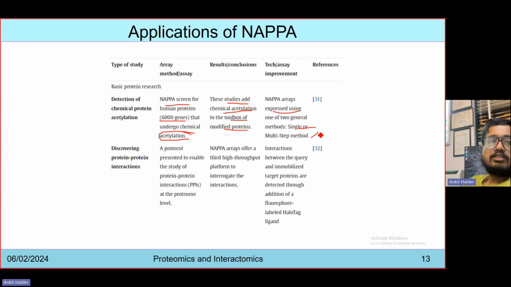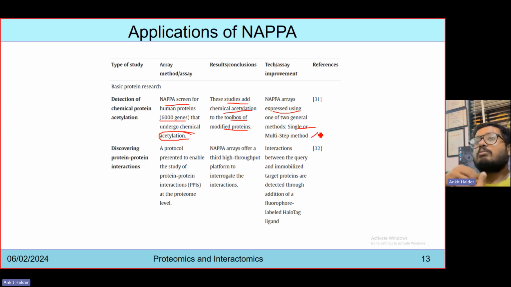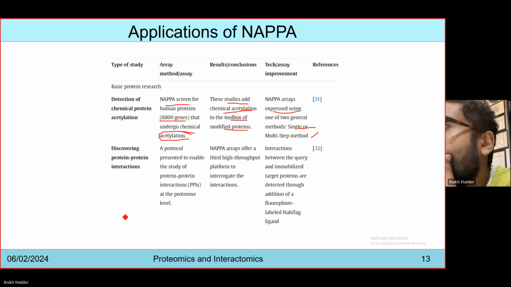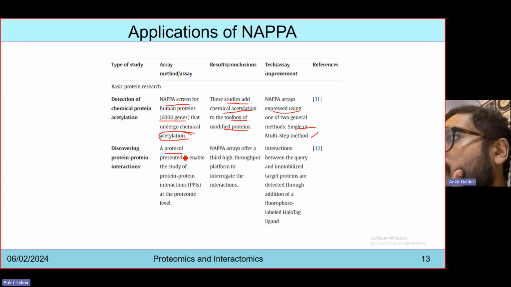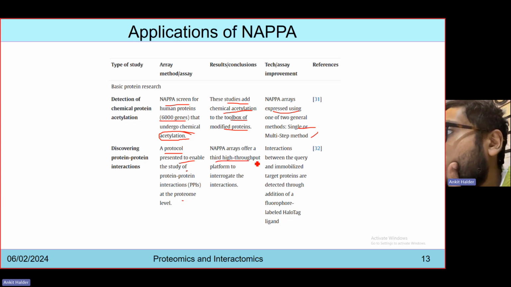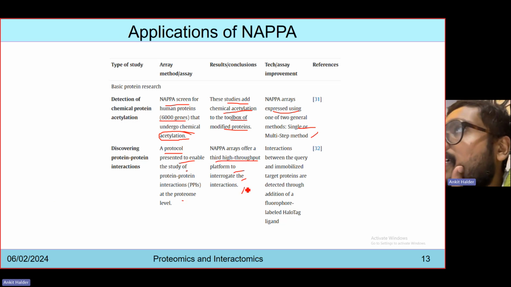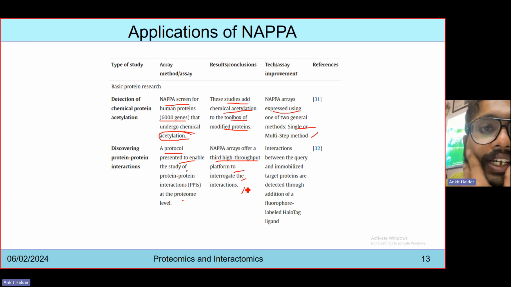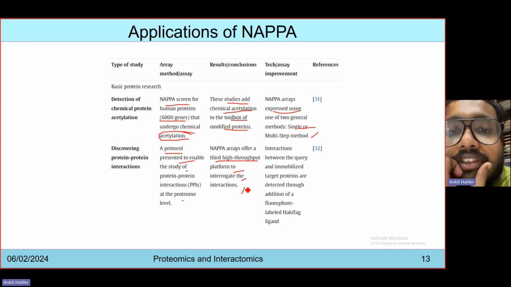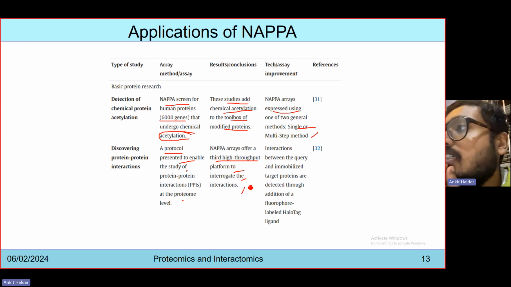Similarly, to discover protein-protein interactions. If you have all the proteins, now you are giving lysates over them. So which particular proteins are getting interacted with it? A protocol is being presented to enable the study of PPIs at the protein level. It offers a third high throughput platform to interrogate the interactions.